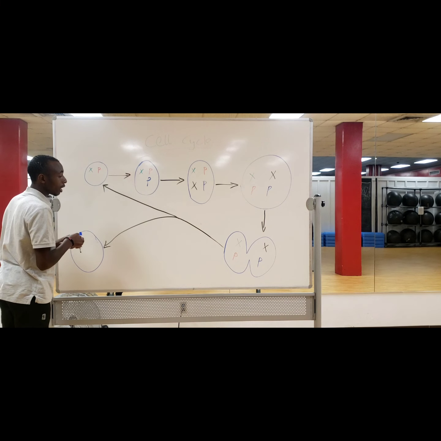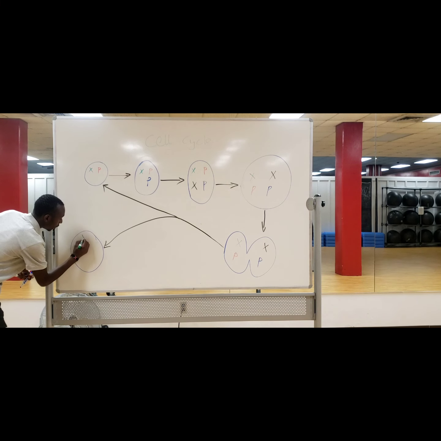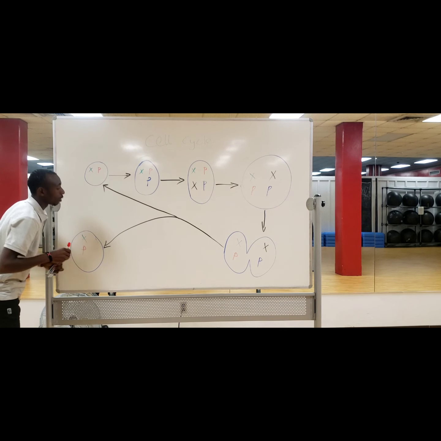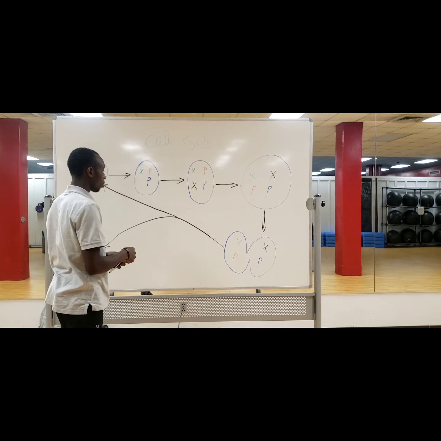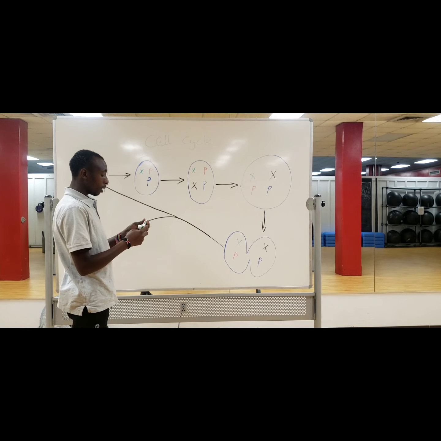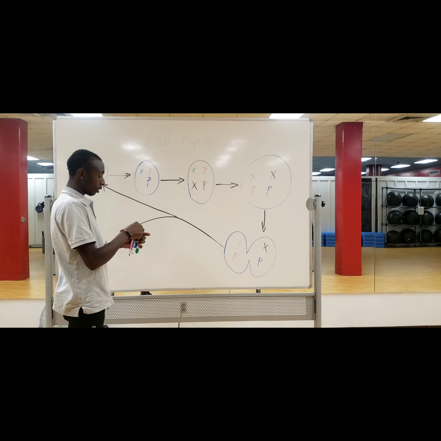Let's say it's the second cell. So it's a protein and another chromosome. Now, we're done with that. Let's now name the different processes that we've been talking about.